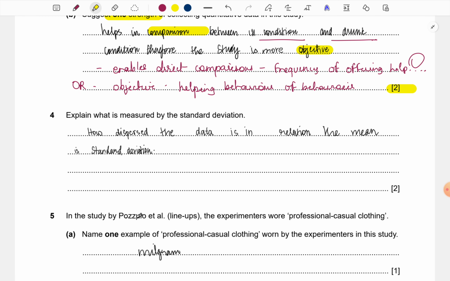Next is explain what is measured by standard deviation. Okay, how dispersed the data is in relation to the mean is standard deviation. This is correct. Spread, variability or dispersion is what is measured by standard deviation. This is a separate question altogether. It is not linked with the Piliavin scenario, so this is correct.